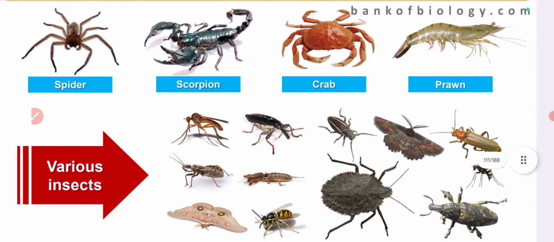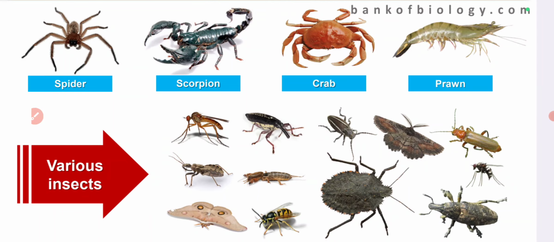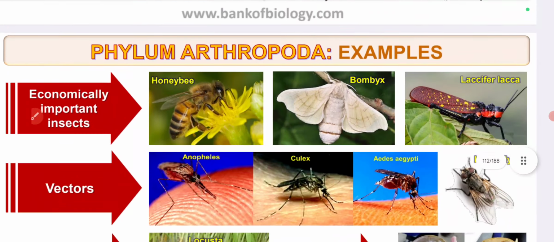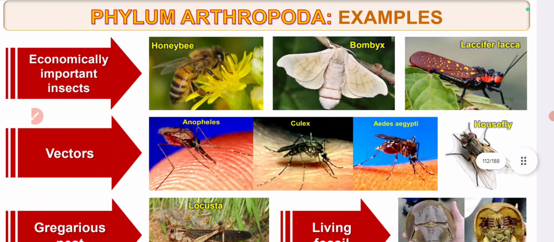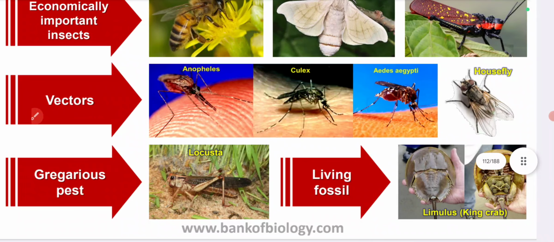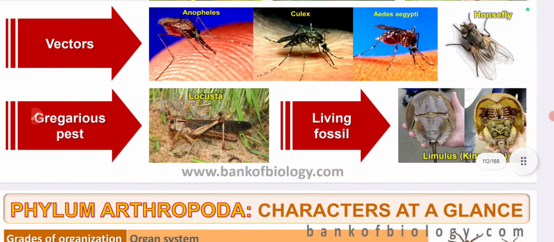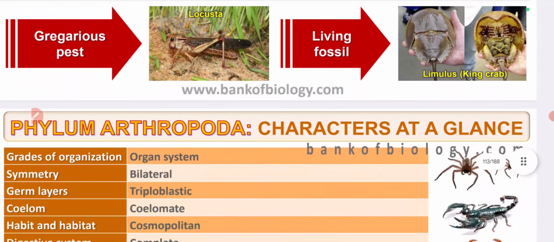Examples: spider, scorpion, crab, prawn and various other insects. Other examples, economically important insects: honeybee, Bombyx, Laccifer lacca. Vectors: Anopheles, Culex, Aedes aegypti, housefly. Gregarious pest is Locusta and living fossil is Limulus or king crab.